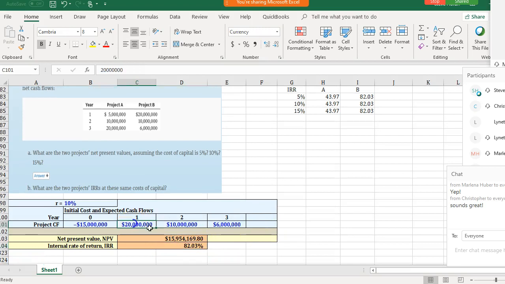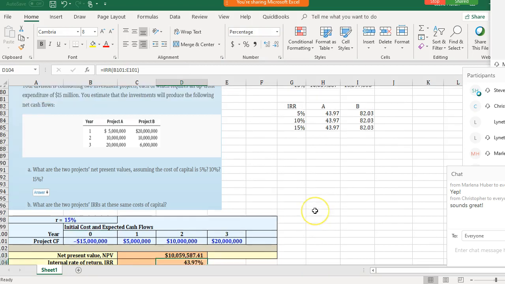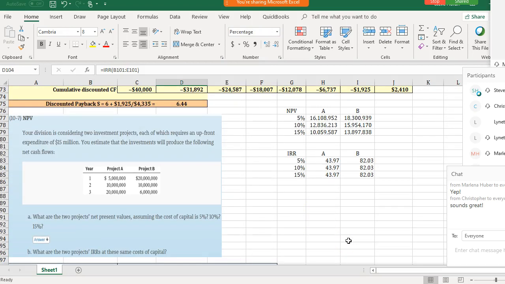So if I go back and re-enter the project A numbers, let's do that real quick. 20 million for the last year. I get the 43.97. Okay, and that never changes. 10%, 5%, 15%. It never changes. It's always 43.97. So I just want you to recognize that also. Then also recognize that timing of cash flows matters. The IRR on project B is huge. It's 82% versus 43.97%. So both are really good projects. Both these projects are winners. Under even a 15% cost of capital, they work.